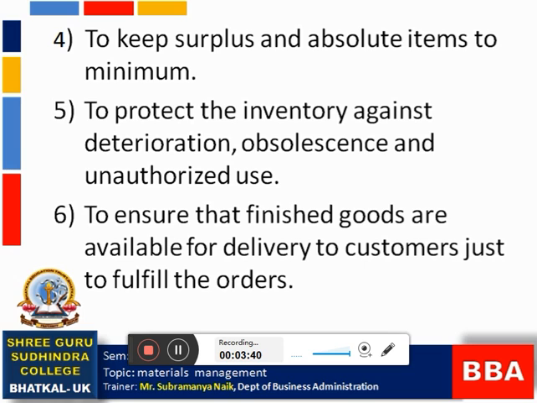The fourth objective is to keep surplus and obsolete items to a minimum. We should have an excess of raw materials, and according to the demand, we should have an excess of finished goods. The fifth objective is to protect the inventory against deterioration, obsolescence and unauthorized use. So you should have an effective control over the inventory, which is very helpful to protect the stock against deterioration. Deterioration means destroy, obsolescence and unauthorized use, because it is under the custody of authority.